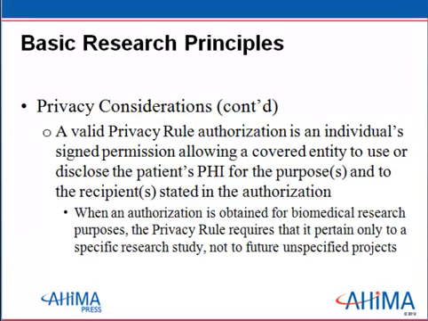A valid privacy rule authorization is an individual's signed permission allowing a covered entity to use or disclose that PHI for the purpose of the research or what else is stated in the authorization. When an authorization is obtained for research purposes, the privacy rule requires that it pertain only to the specific research study, not to future undefined projects.